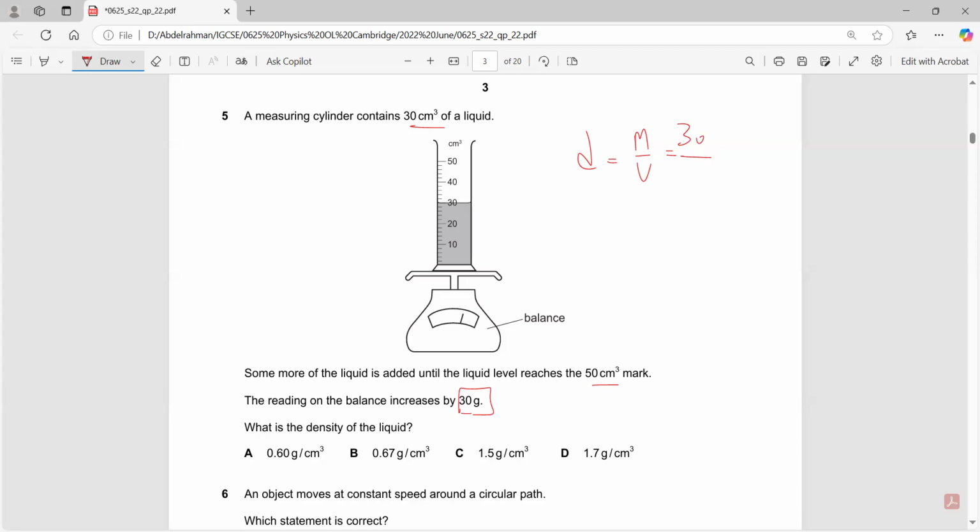So the volume is 50? No, the volume isn't 50. The new volume is 50. The old volume was 30. What is the added volume? What is the increased volume? 50 minus 30, which is 20. So 30 over 20 is 1.5 grams per centimeter cubed.